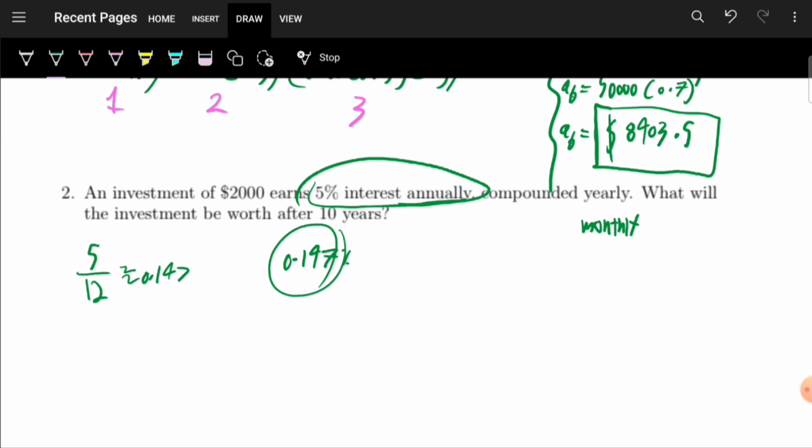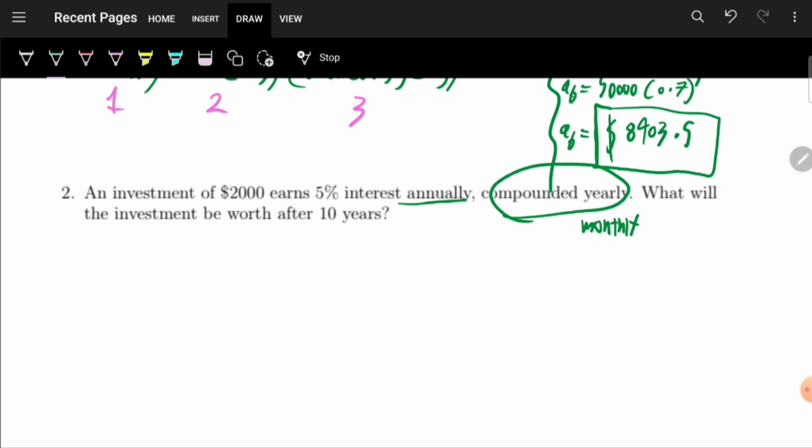Now, in this case it's compounded yearly, which means we don't get the interest in intervals. We just get everything in one chunk, 5% at the end of the year. All right, so let's do this problem now that we have the background.